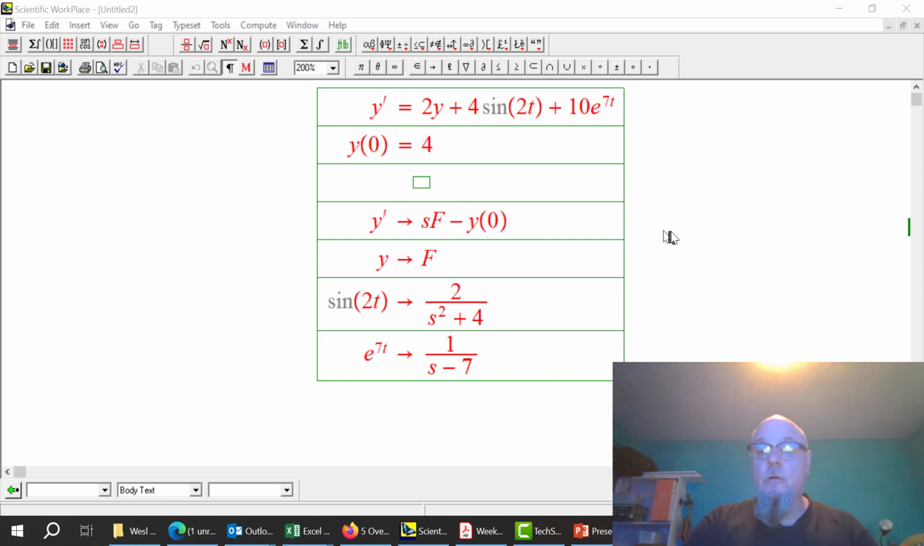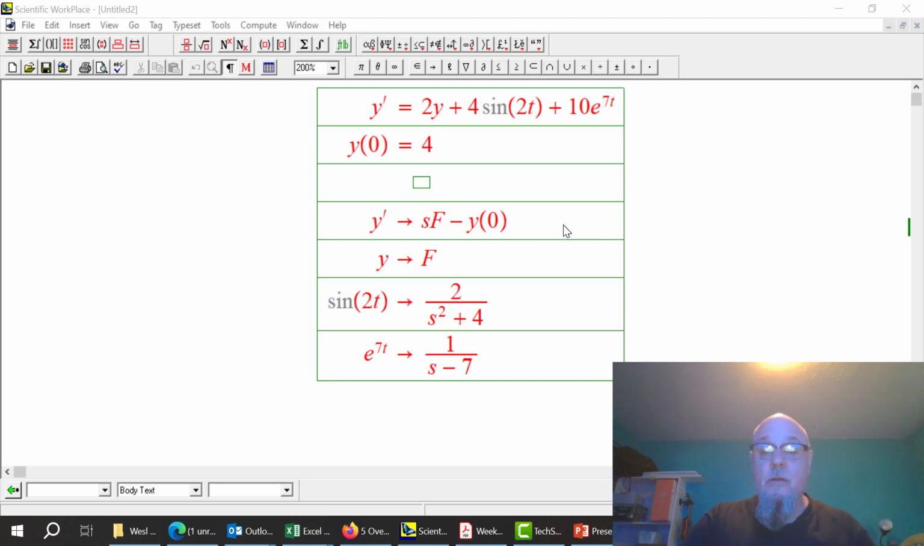So here's a first order, it's actually a first order linear differential equation. Y prime can be made into the y prime plus py equals q format, and we can solve it with an integrating factor. We're not going to do that. We're going to do Laplace transforms.